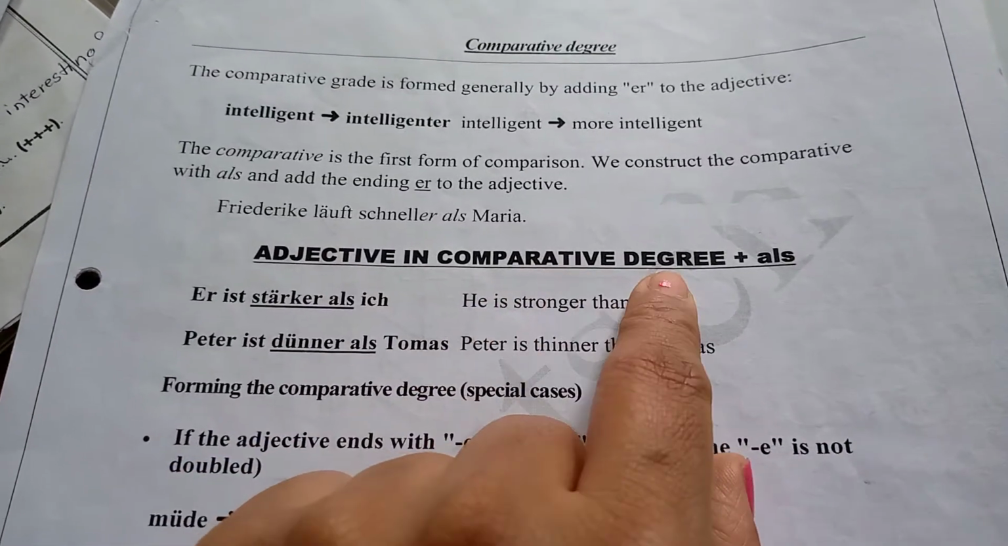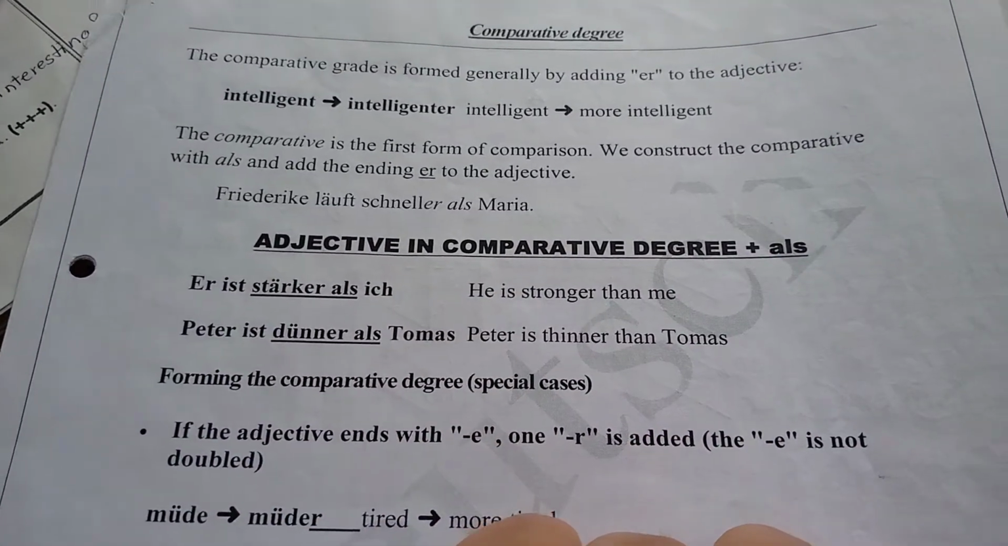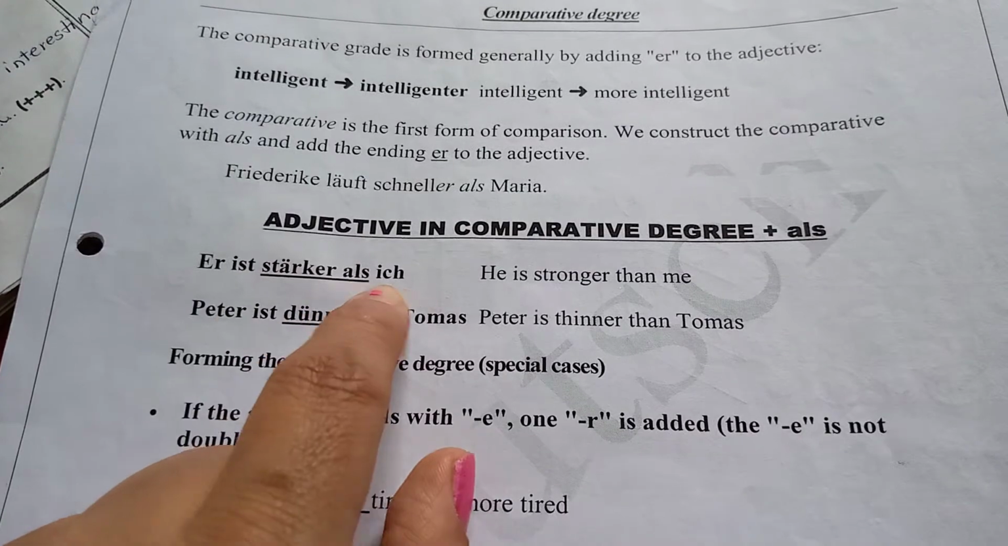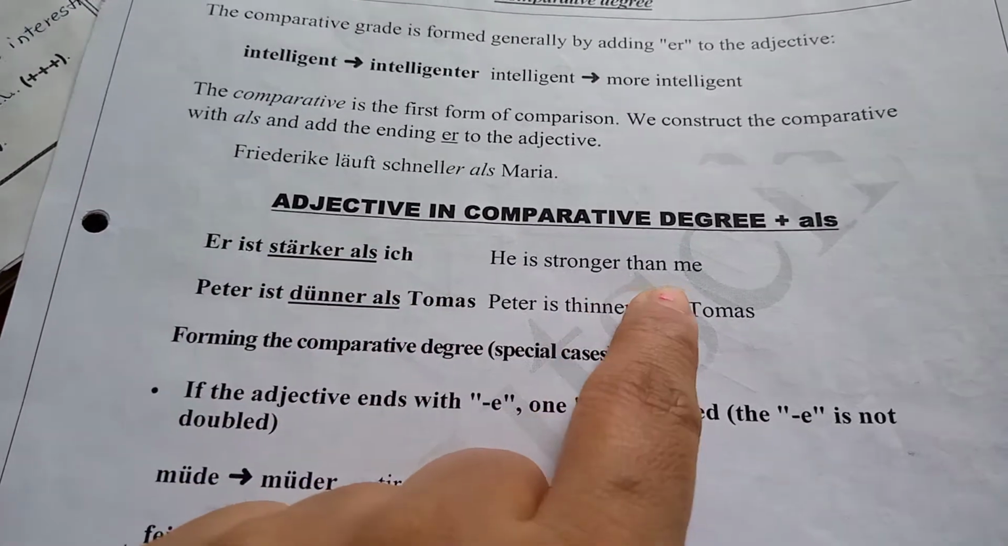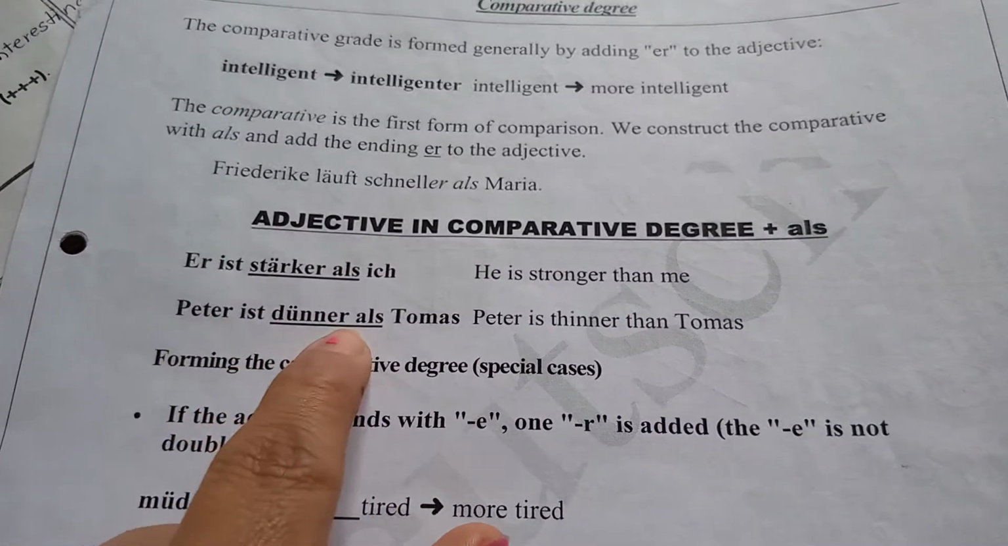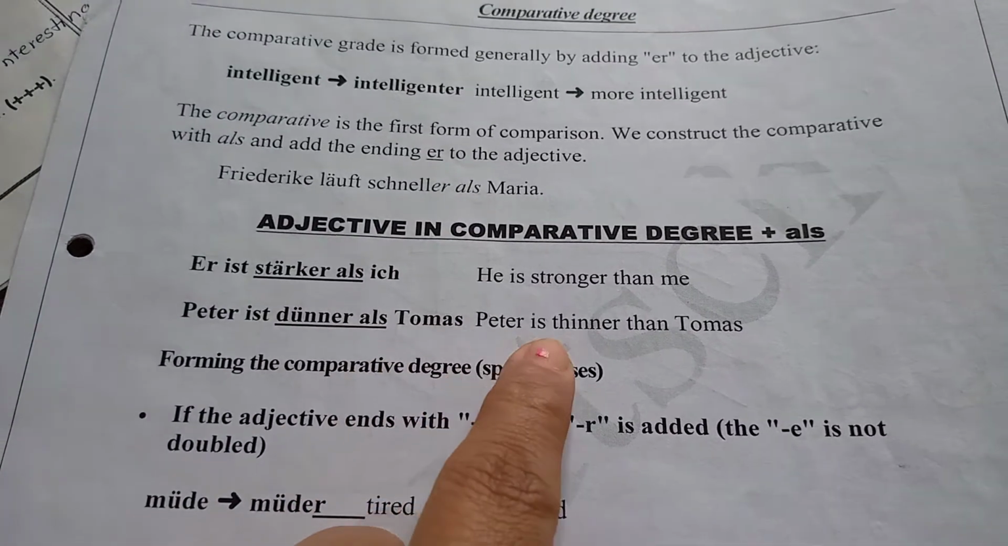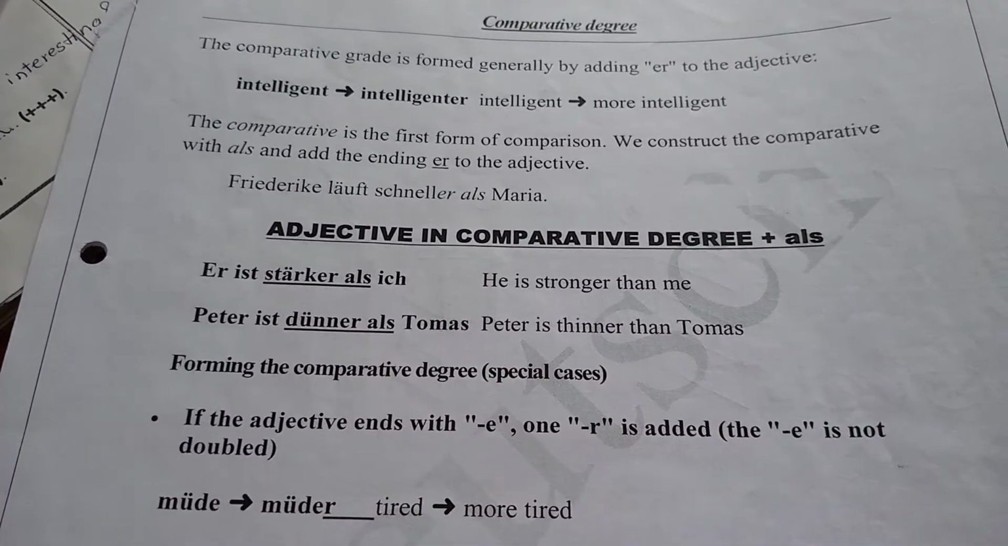Adjective in comparative degree plus als. We add the word als. Er ist stärker als ich. He is stronger than me. Peter ist dünner als Thomas. Peter is thinner than Thomas.